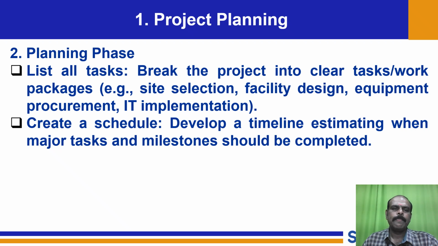Then next, planning phase. Planning phase means we need to list all the tasks. What all are the tasks we need to go ahead with? So break the project into clear tasks and work packages. So who is going to do which particular task? For example, we are going to construct something new, site selection. It is not going to be the purview of an automation engineer there.